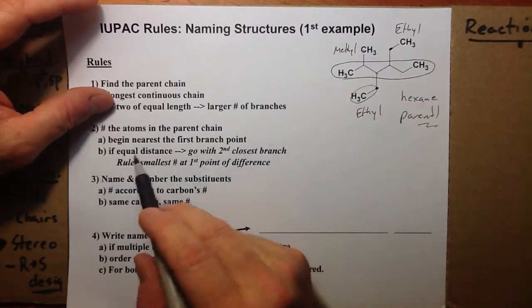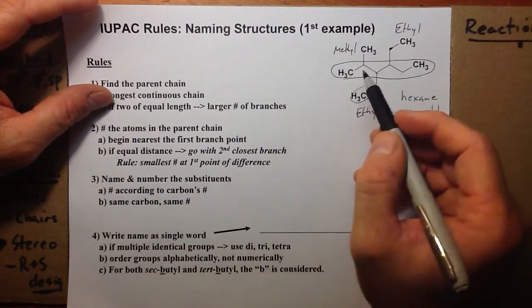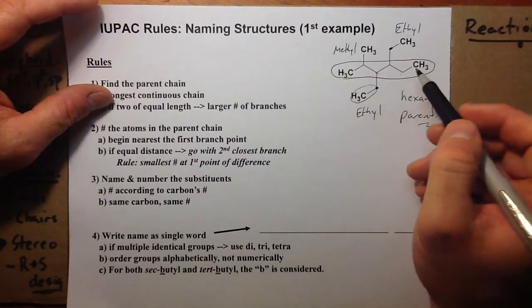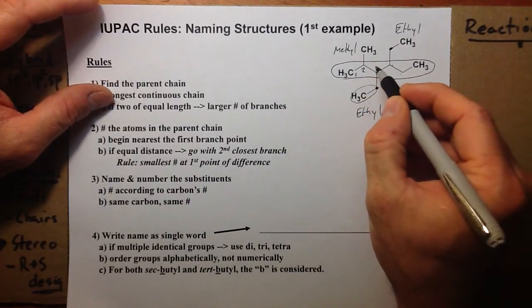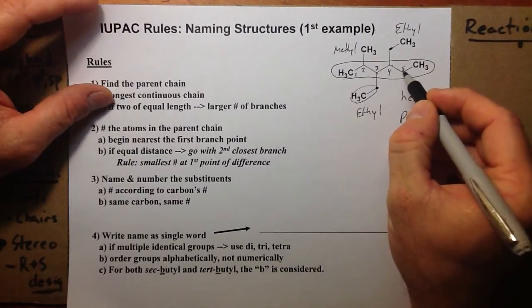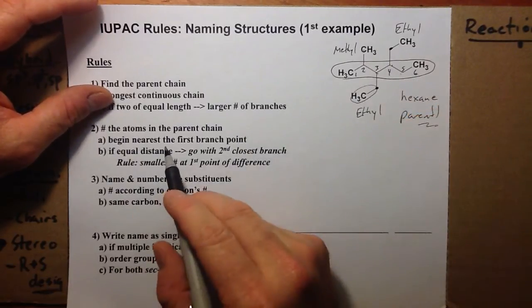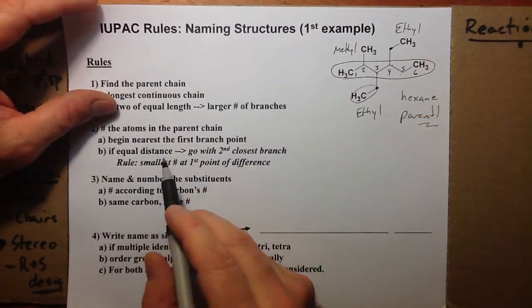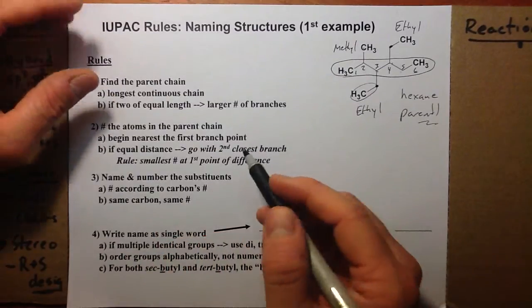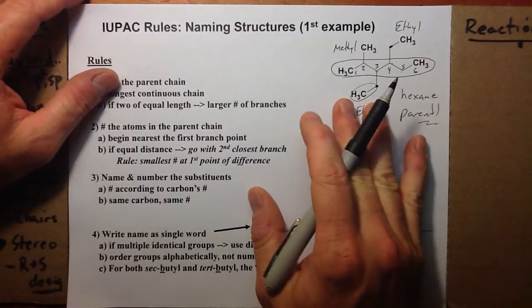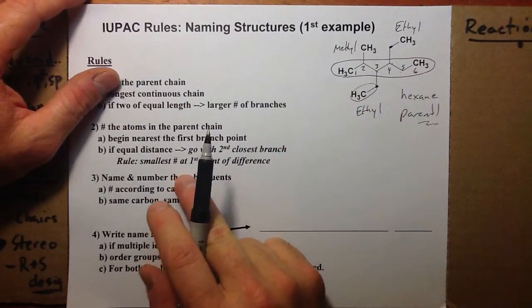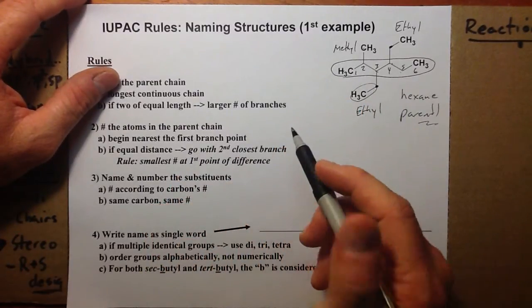Well, we number beginning nearest the first branch point. So here, 1, 2, instead of 1, 2, 3. So this would be carbon 1, 2, 3, 4, 5, and 6. So we've numbered our parent chain. If we have equal distance, for example, if the 2 first branches were equal distance, then we go to the second closest branch. Smallest number at first point of difference wins.